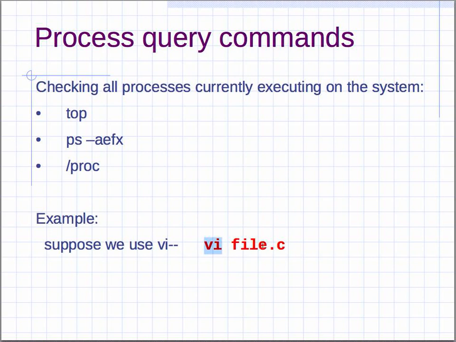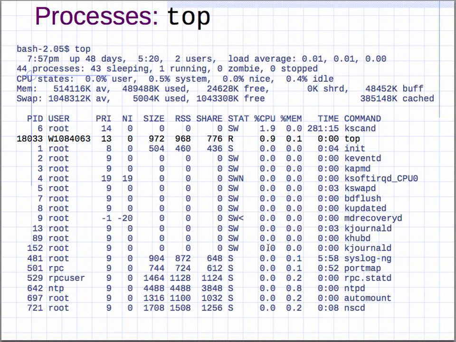Okay. So suppose we have a system where we're running the program vi, and we're executing vi on file.c. There might be more than one process or more than one user using the same program. So, for example, let's say we look at the current situation using the top command. You see something like this.